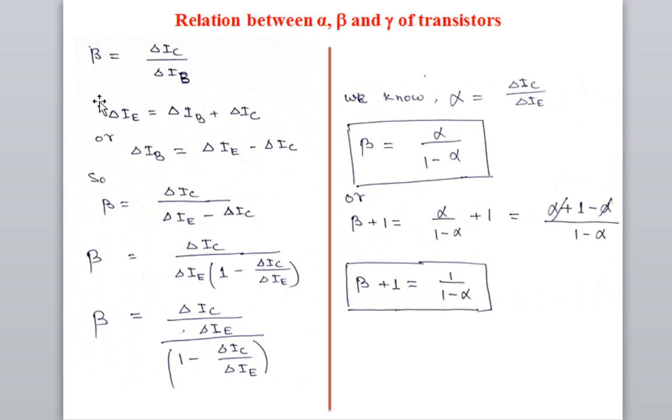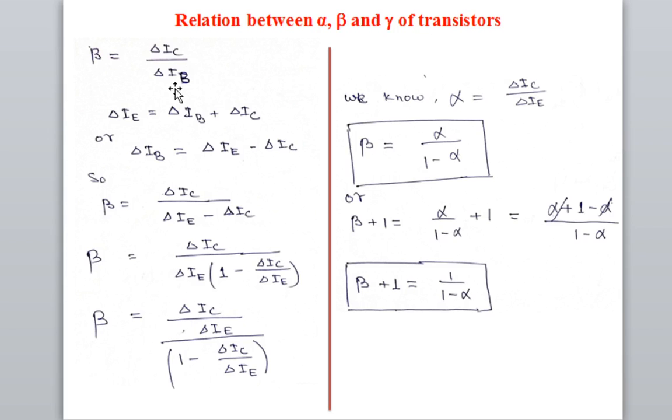I did this in the next slide. I am starting with the definition of beta, that is for the common emitter transistor. Beta is equal to delta IC upon delta IB, and we know the relation delta IE is equal to delta IB plus delta IC. So if I want to find the value of delta IB, delta IB is equal to delta IE minus delta IC.